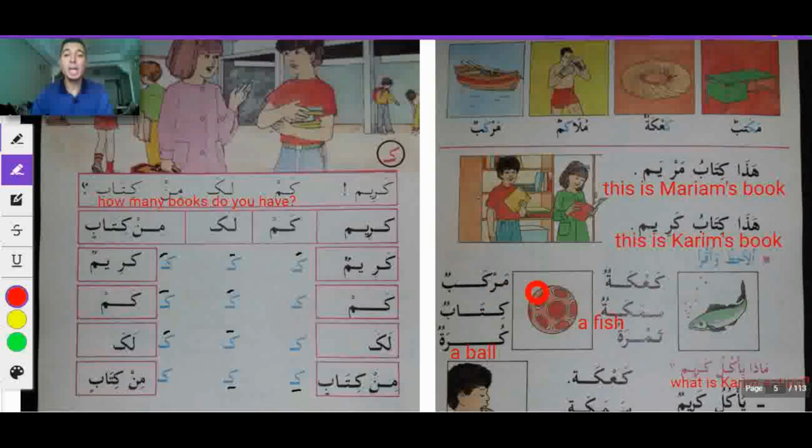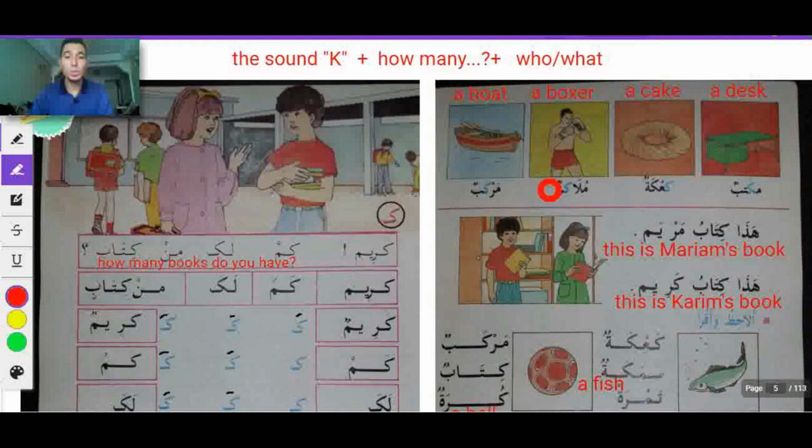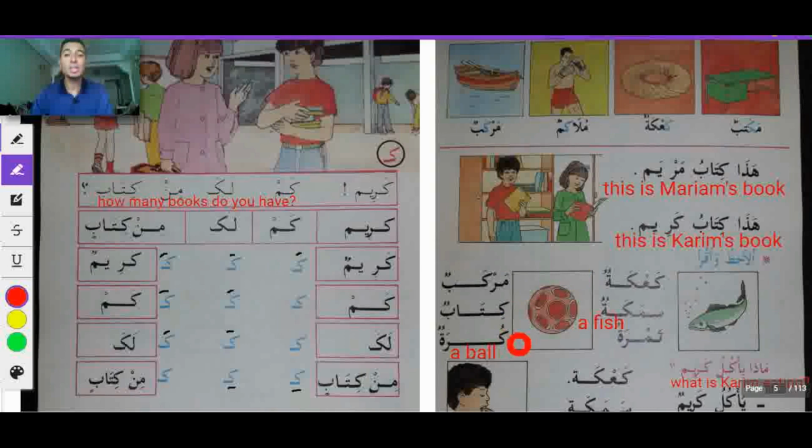And here we have markabun, which is a boat, kitabun, which is a book, and koratun, which is a ball. So we have here koratun. We'll say هذه koratun, because a ball in Arabic is considered female. هذه كرة، هذه سمكة, and هذه كرة.